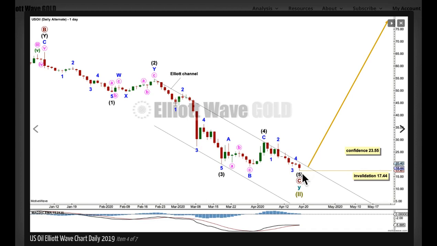A new low below this price point would obviously invalidate it, but the confidence point would still be important. At any stage next week, if we see a new high above that point, then I would consider a more bullish wave count for oil.